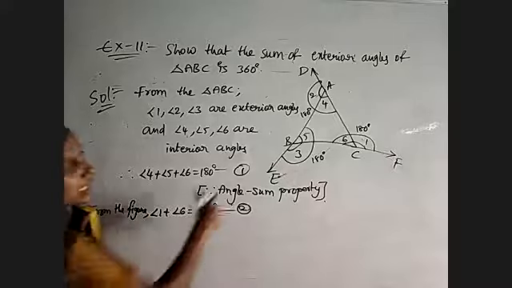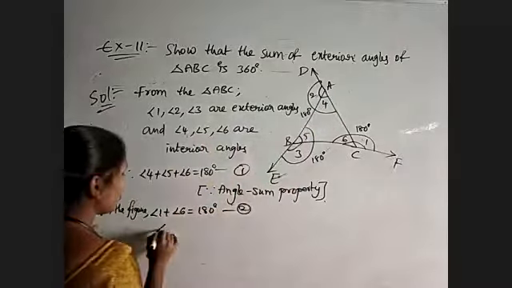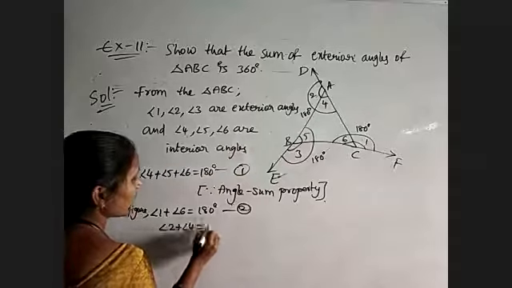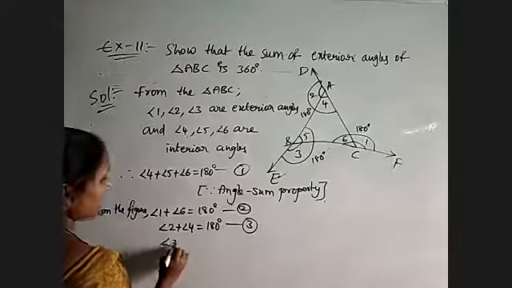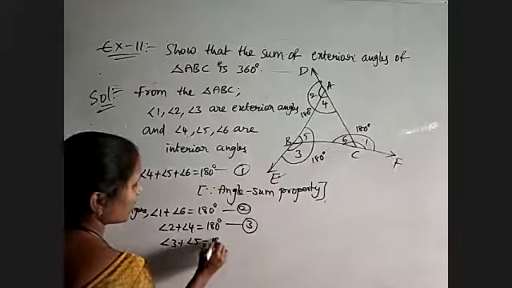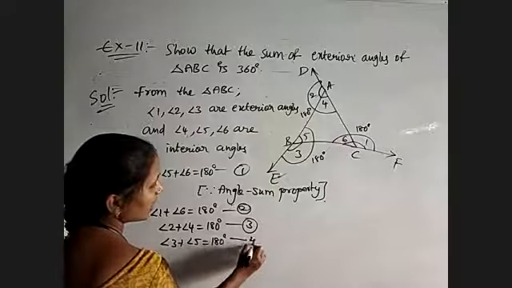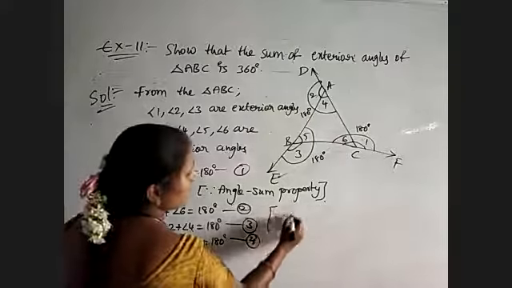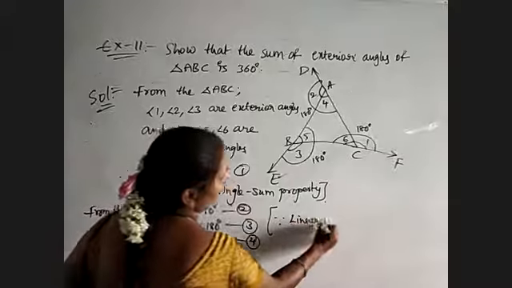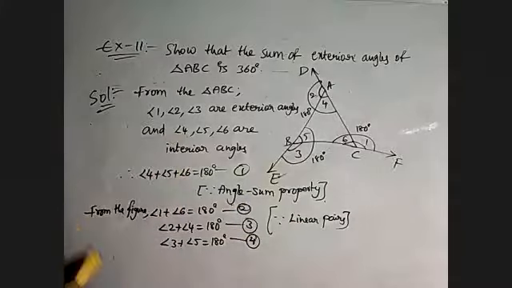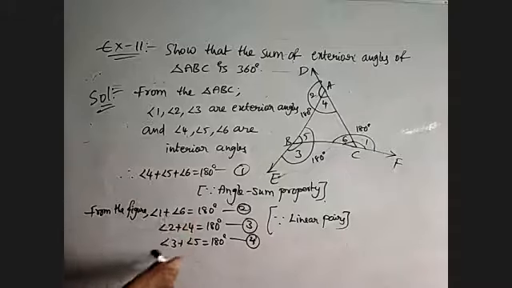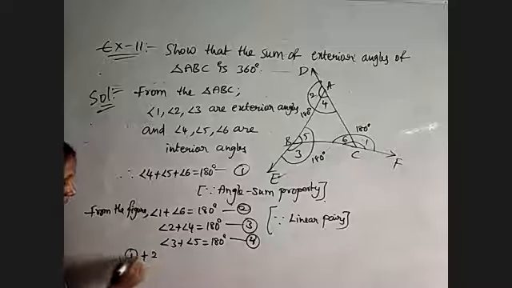Okay. And angle 2 plus angle 4 is also equal to 180 degrees. Let it be equation 3. And next, angle 3 plus angle 5 is also equal to 180 degrees at B. Let it be equation 4. Since all these are because of linear pair only. All the three are linear pairs. Okay, now add equations 2, 3, 4, left side and right side. So equation 2 plus equation 3 plus equation 4.